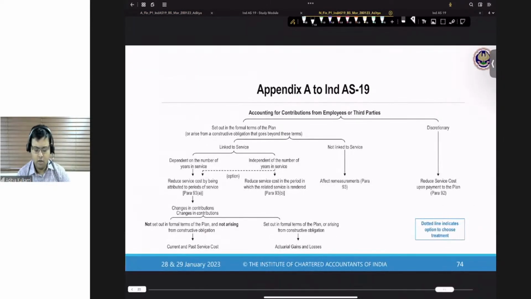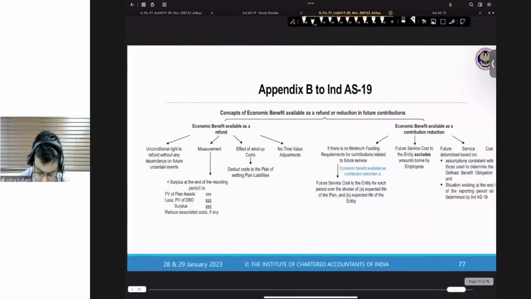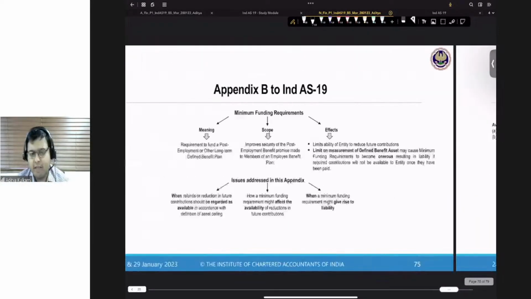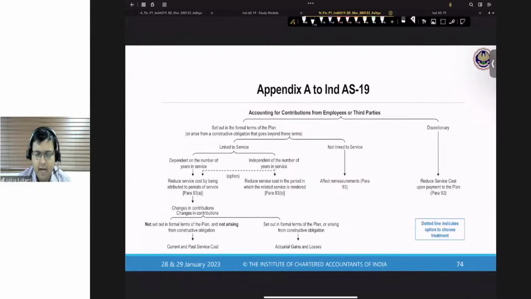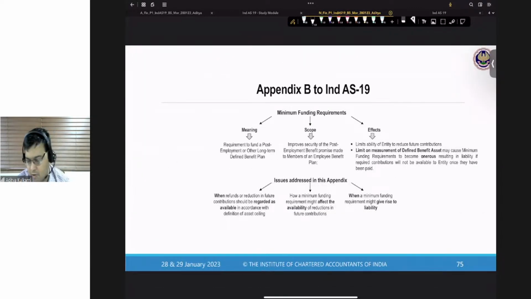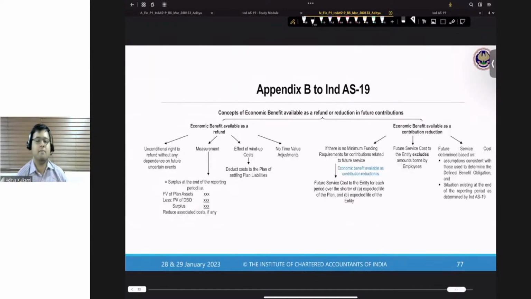Okay. Now, these are two appendices which are there, Appendix A and Appendix B to Ind AS 19. इसमें कुछ practical जैसा कुछ है नहीं. It's purely theory. Accounting for contributions from employees or third parties. How to take the item as a reduction in service cost, or there is no need to take it as a reduction. So just go through this for homework, but it's largely theory. Okay, largely theory, इसमें कुछ है नहीं. Okay, so these are just some appendices.